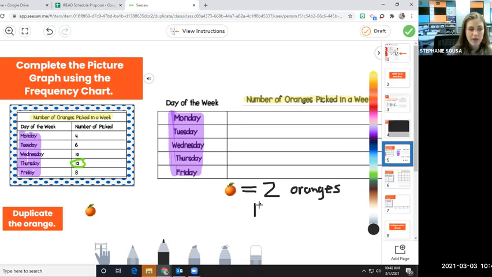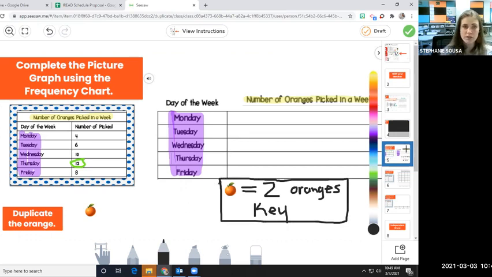Okay, so what you have just created right here is your key. I want you to label that. Remember key, remember scale, they're the same word. You have just created your key. This tells the reader that we are not counting by ones when you see our oranges. Okay?